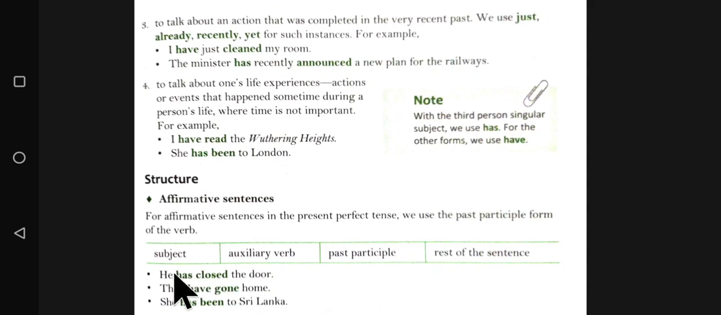For example, he has closed the door. So he is subject, has here is auxiliary verb or helping verb, closed, because as you can see there is ed, so this is past participle form of the verb, and then comes rest of the sentence. So this is the structure for affirmative sentence in present perfect tense.